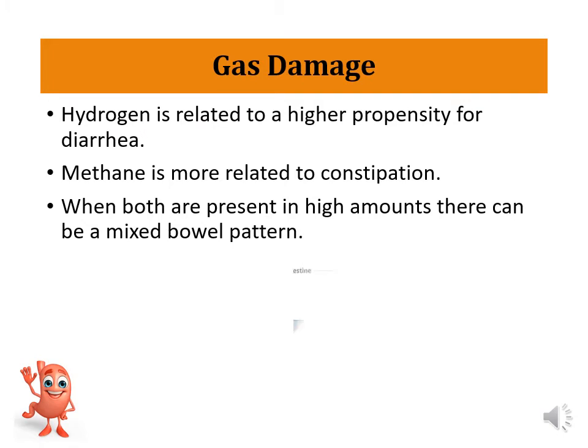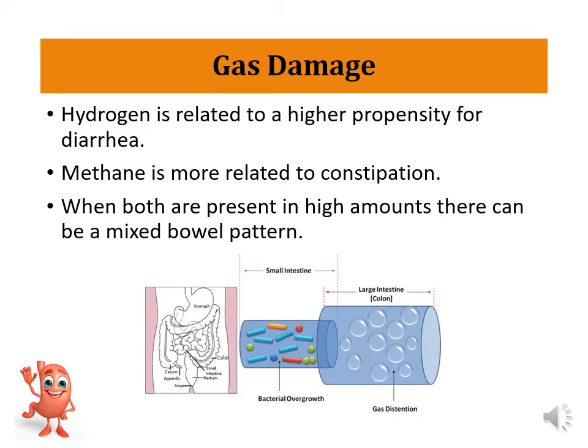And the problem is that these bacteria start to ferment carbohydrates and they produce different types of gas, hydrogen gas, methane, even hydrogen sulfide gas. Now, hydrogen gas has a higher propensity to cause loose stools or diarrhea. Methane gas is more related to constipation. And when you have both gases present, you can get a mixed bowel pattern. Somebody who may have constipation on one hand, then may have loose stools another.